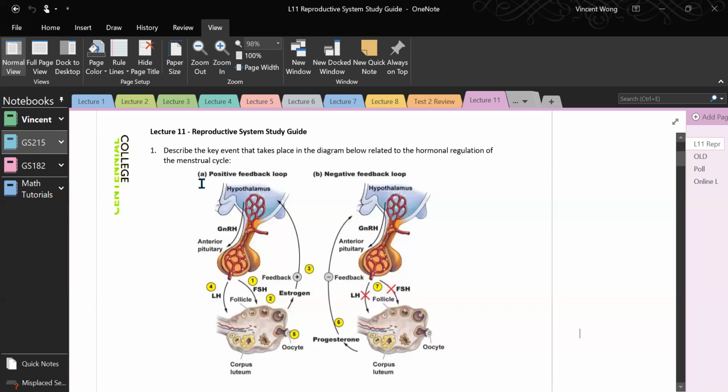Right, so first question here. Describe the key event that takes place in the diagram below related to the hormonal regulation of the menstrual cycle. All right, so I'm just going to refresh your memory on some of the key structures here, and then we're going to come back to this diagram afterwards.